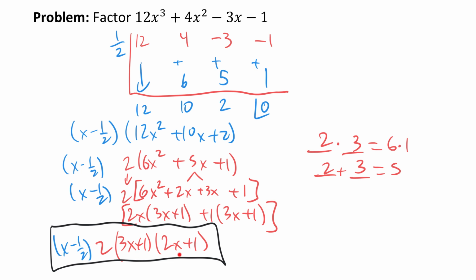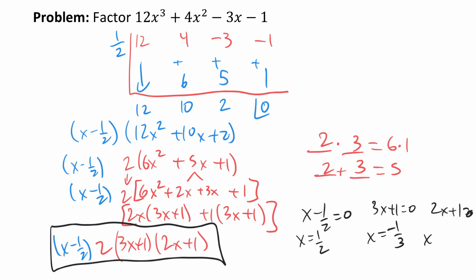If we look at our final answer, we can set each one of these factors to 0 to see the roots. So the first one here gives us x minus 1/2 equals 0. In other words, x equals 1/2. We get 3x plus 1 equals 0. In other words, x equals negative 1/3. And we get 2x plus 1 equals 0. Or in other words, x equals negative 1/2. So the only numbers that would have worked were 1/2, negative 1/3, and negative 1/2.